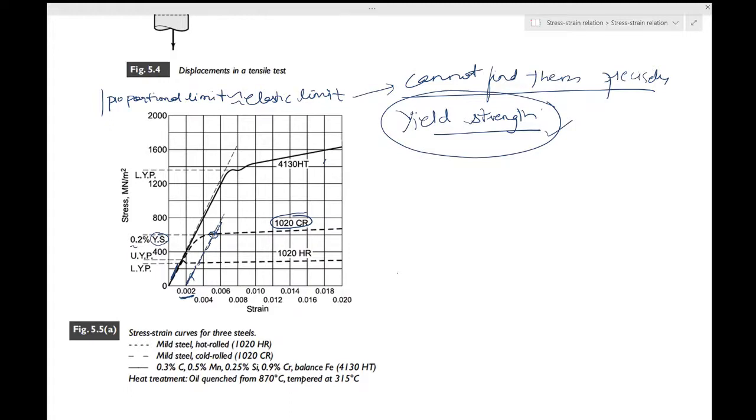Okay, so for many of the steels, the plastic deformation begins abruptly, resulting in an increase of strain with no increase, or perhaps even a decrease in stress. For such a material, the yield point is defined as a stress level less than the maximum attainable stress, at which an increase in the strain begins without an increase in stress. So let's look at this figure.